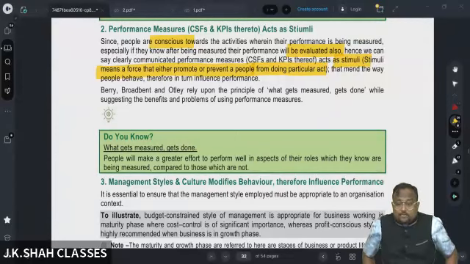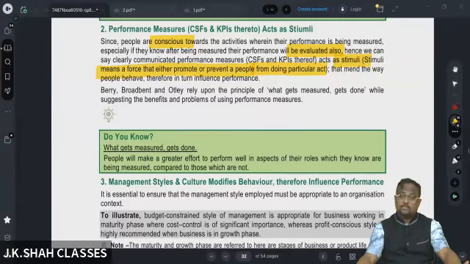अगर मुझे पता है कि मेरा इवैल्यूएशन अच्छा आने के बाद मुझे प्रमोशन मिलेगा, that acts as a stimuli. अगर मुझे पता है कि मेरा प्रमोशन मिलने के बाद मुझे सडनली मुंबई से गुवाहाटी ट्रांसफर किया जाएगा, तो that will also act as a stimuli. नहीं चाहिए प्रमोशन.